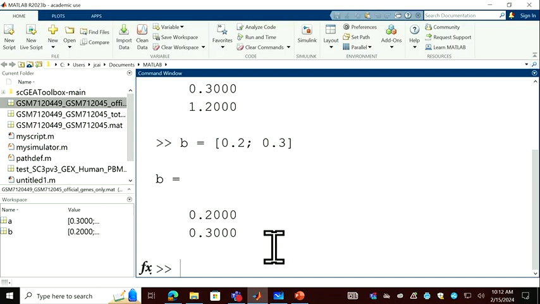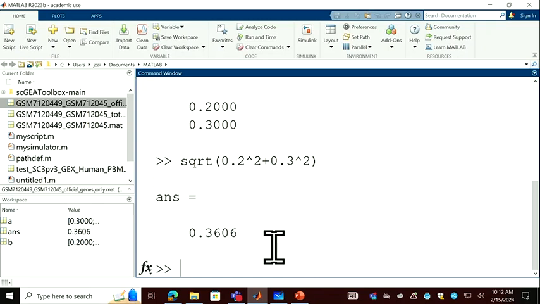It's not, because 0.2 squared plus 0.3 squared, square root. So this square root is the length of b. So this is the norm of b. The norm is not 1, so it's not unitary. It's not normalized.